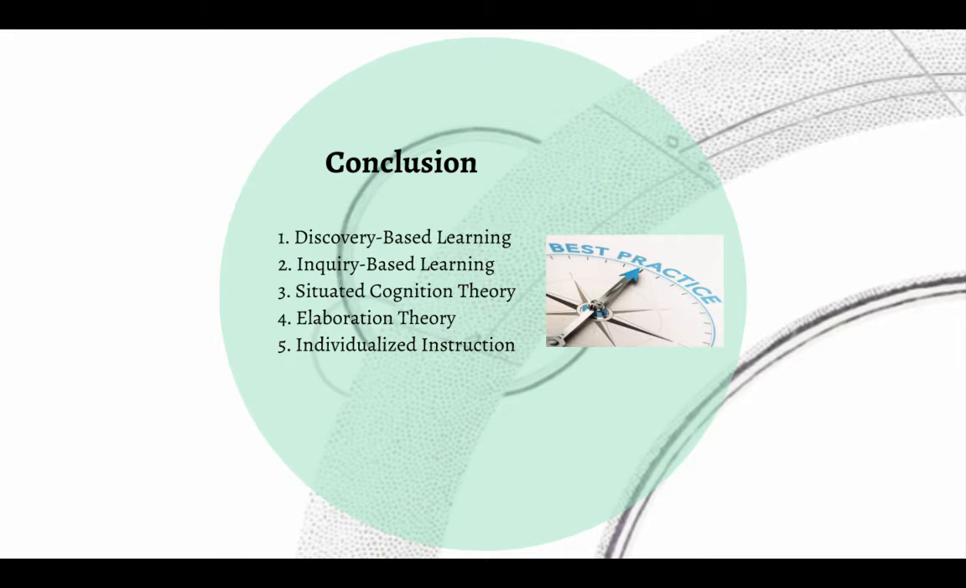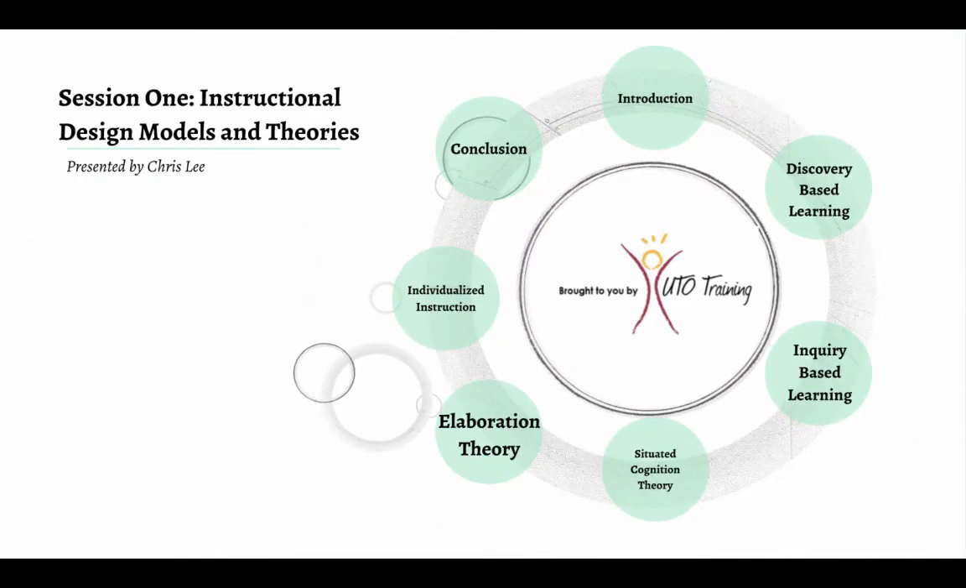This session introduced UTO's training series of sessions on instructional design. We discussed the 5 popular theories for designing courses. These included discovery-based learning, inquiry-based learning, situated cognition theory, elaboration theory, and individualized instruction. Many of these instructional design theories were introduced decades ago, but they still hold relevance in today's fast-paced, tech-centered world. If you choose the right instructional design theory for your learners, you create profound online training courses that meet their needs. Choosing the best instructional design model for your course design can be a challenge.